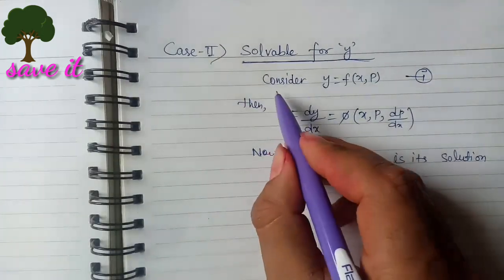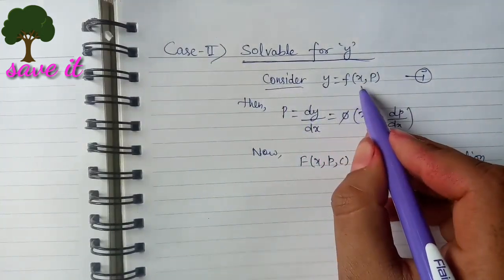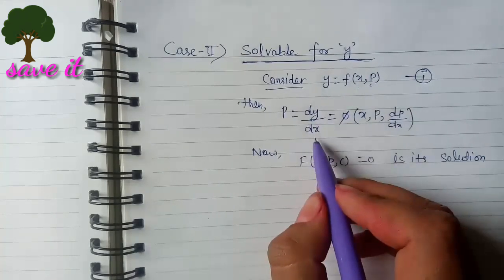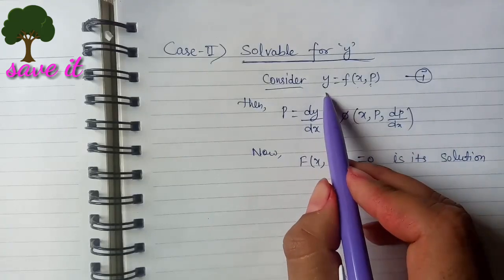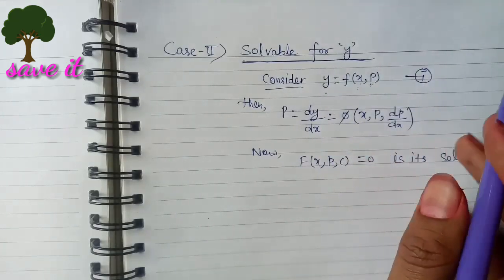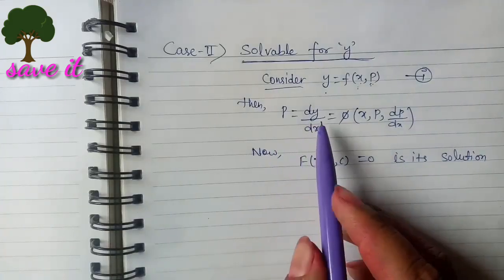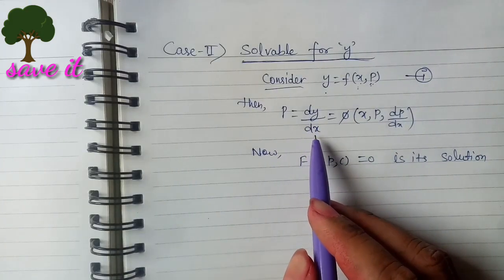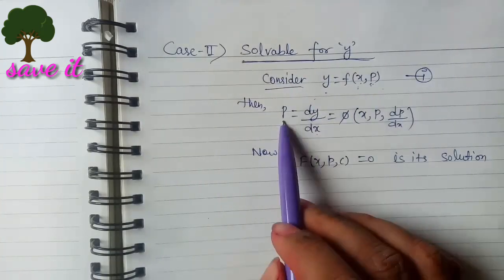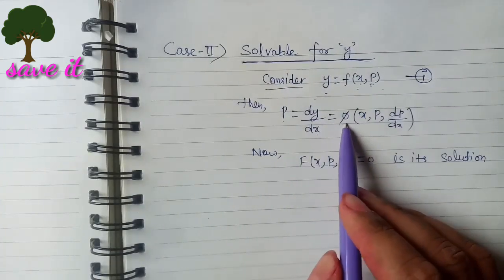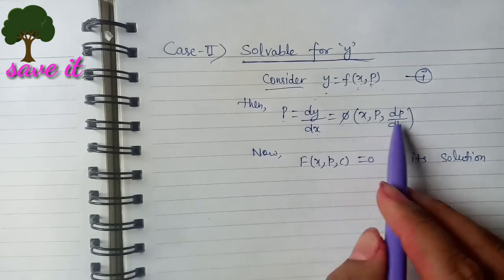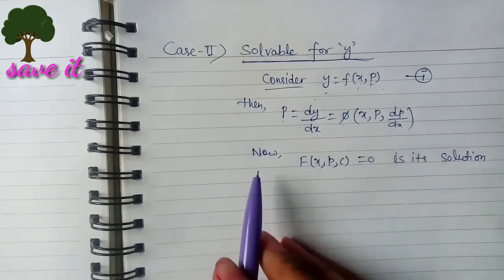In this we consider a function of x and p. We already know that p is nothing but dy by dx. Means y is a function of x and p. Say it's equation 1. Then we differentiate it with respect to x. We get p and a new function, say phi, which is a function of x, p and dp upon dx.